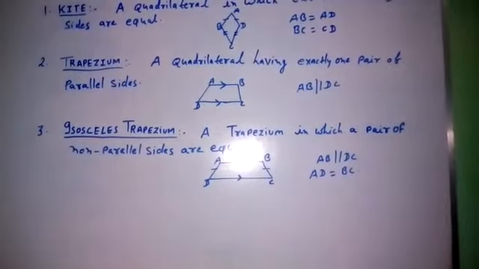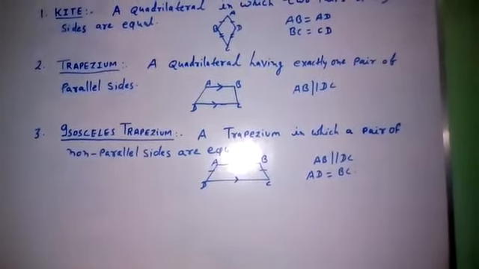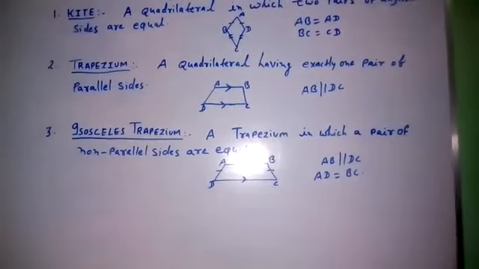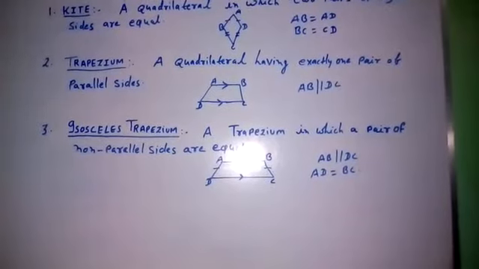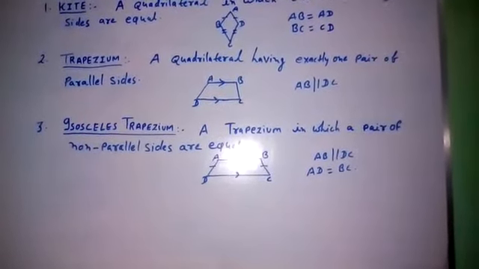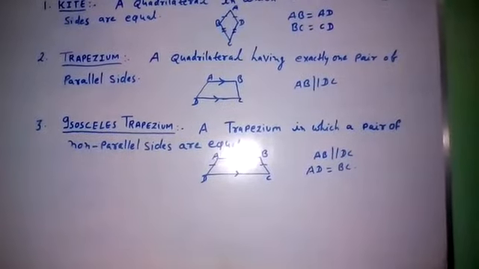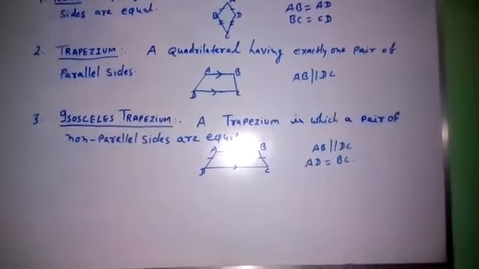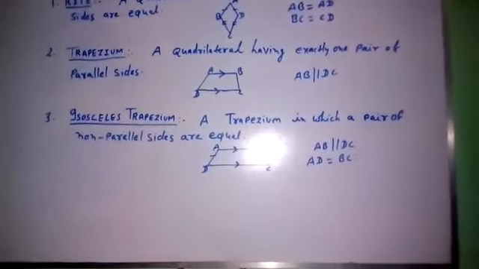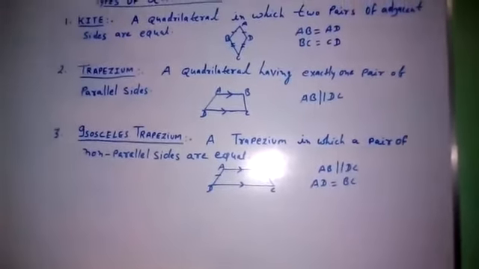in the figure we will see that the non-parallel sides are AD and BC. If they are equal, that is AD equal to BC, then this trapezium is called an isosceles trapezium. If the non-parallel sides are not equal, then it is simply called a trapezium, but if the non-parallel sides are equal, then it is an isosceles trapezium. Understood?